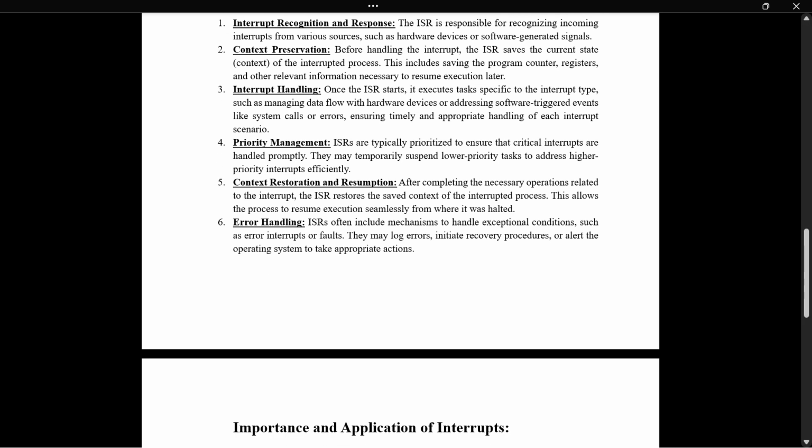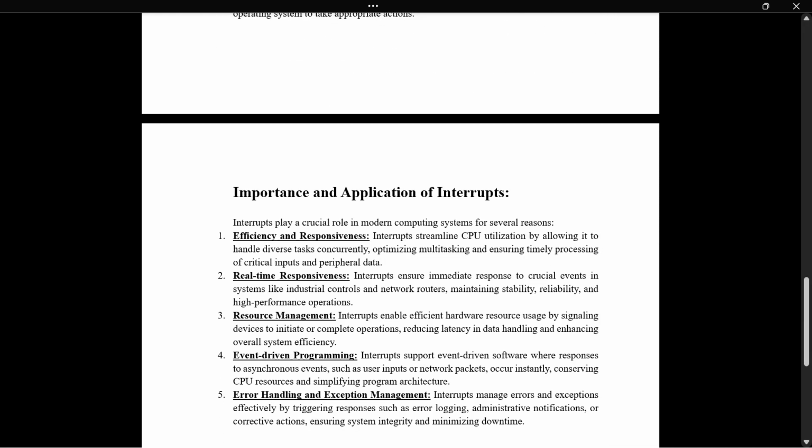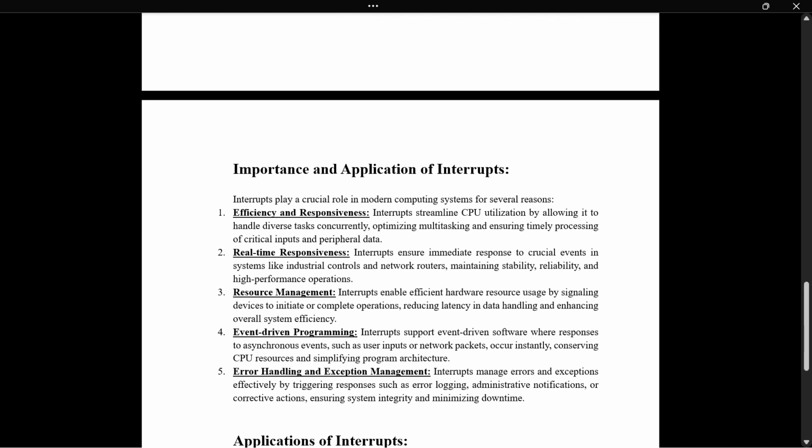Error handling: ISRs often include mechanisms to handle exception conditions such as error interrupts or faults. They may log errors, initiate recovery procedures, or alert the operating system to take appropriate actions. Importance of the application of interrupts. The application of interrupts plays a crucial role at the time of errors. So these are some of the reasons why these interrupts are so important.